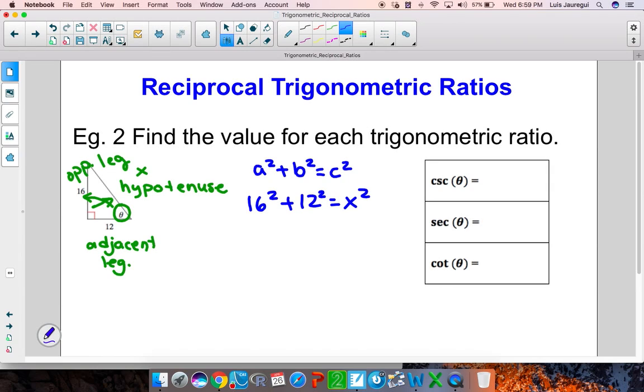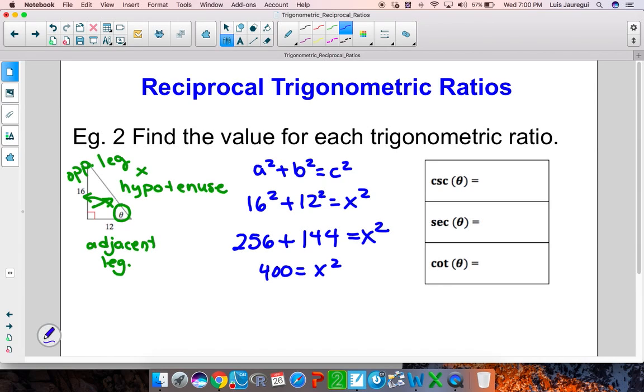Now, keep in mind what squaring means, okay? So in this case, 16 squared is really equal to 16 times 16, okay? Now, on the other hand, 12 squared is just 12 times 12, okay? So let's go ahead and do 16 times 16. That will give you 256 plus 12 times 12, that's 144, and that is equal to x squared. Now, 256 plus 144 will give you 400. So 400 is equal to x squared.